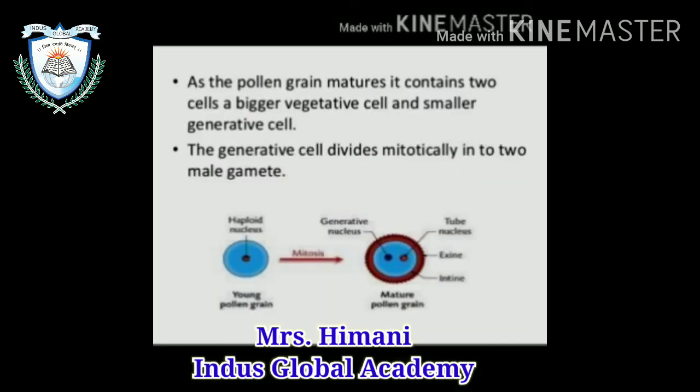As the pollen grain matures, it contains 2 cells: a bigger one called vegetative and a smaller one called generative. The generative cell divides mitotically into 2 male gametes.